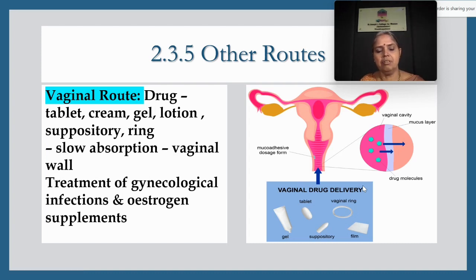So for treating infections, or for contraception, or for treatment of gynecological problems, and for providing estrogen supplements in women who are in the stage of menopause, when their estrogen levels are abnormally low, estrogen supplements are also given to women through the vaginal route.